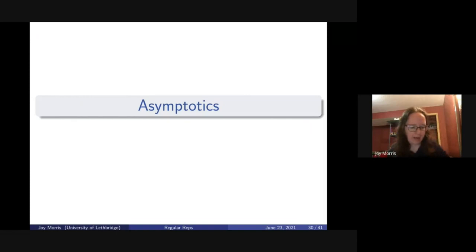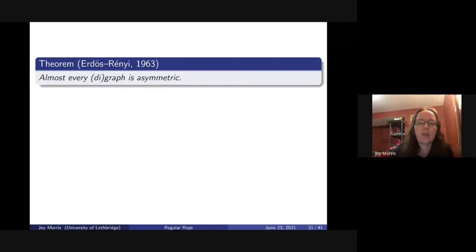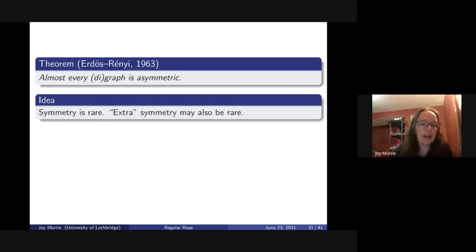Let me talk now about asymptotics for a bit. Erdős and Rényi in 1963 proved that almost every graph and almost every digraph is asymmetric, so has no automorphisms at all. The idea of this is that symmetry is rare. So maybe we can say that having extra symmetry is also rare. If we have a Cayley graph, we know it has some symmetry, but even though we're forcing it to have some symmetry, maybe it's rare for it to have any extra automorphisms. Maybe it will almost always be a regular representation. So yeah, this is the question.